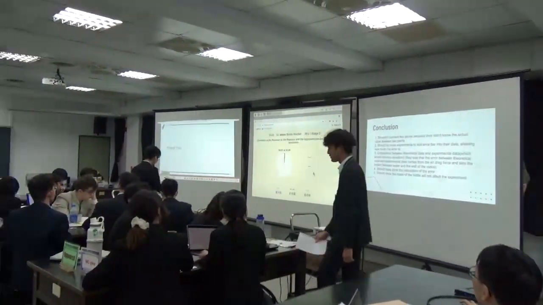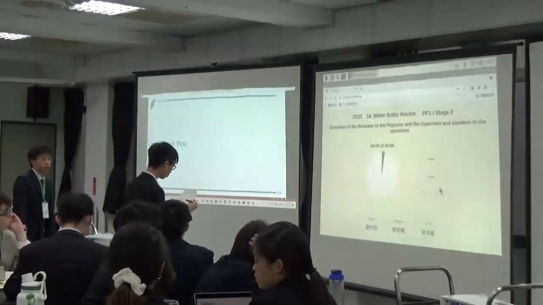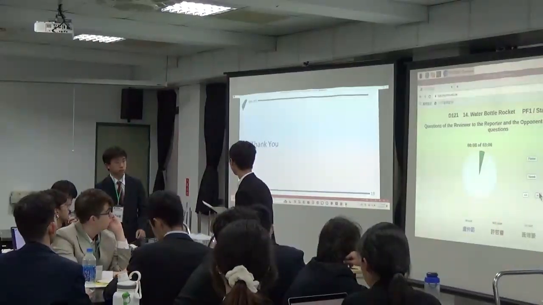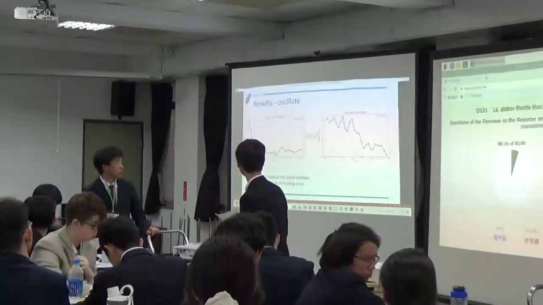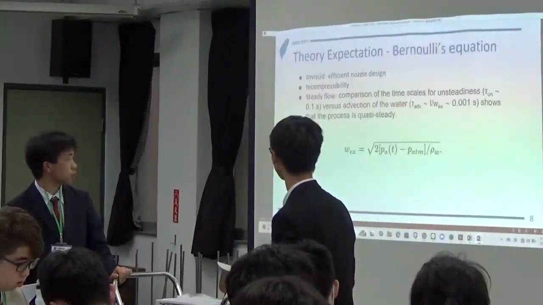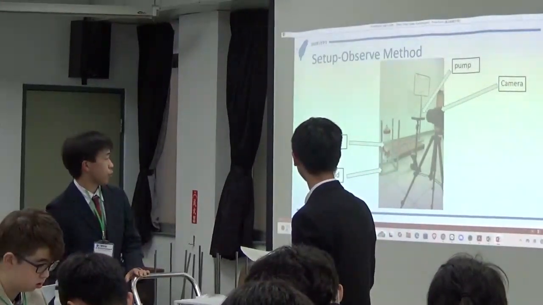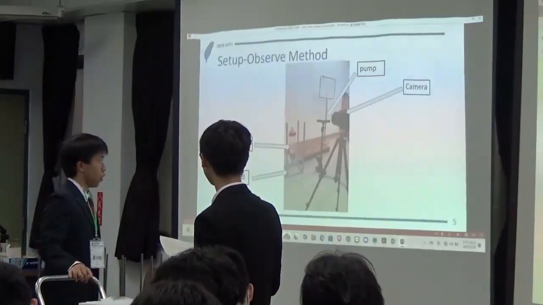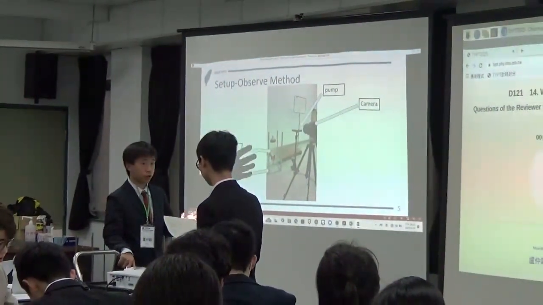So my first question is directed at the reporter. In your experimental setup, I see that you use a bicycle pump to pump the water bottle. So how do you control the pressure? We measure the pressure by the. How do you control the pressure? Control. Yes. I think we did record the pressure during the launch.